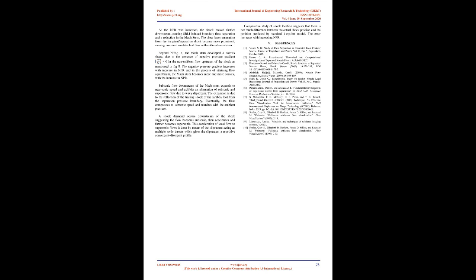Subsonic flow downstream of the Mach stem expands to near sonic speed and exhibits an alternation of subsonic and supersonic flow due to the wavy slipstream. The expansion is due to the reflection of the trailing shock of the lambda foot from the separation pressure boundary. Eventually, the flow compresses to subsonic speed and matches with the ambient pressure. A shock diamond occurs downstream of the shock, suggesting the flow becomes subsonic, then accelerates and further becomes supersonic. This acceleration of local flow to supersonic flows is done by means of the slipstream acting as multiple sonic throats, which gives the slipstream a repetitive convergent-divergent profile.